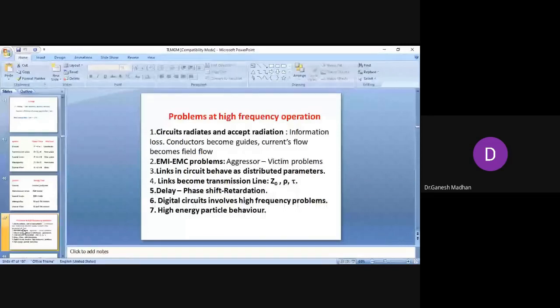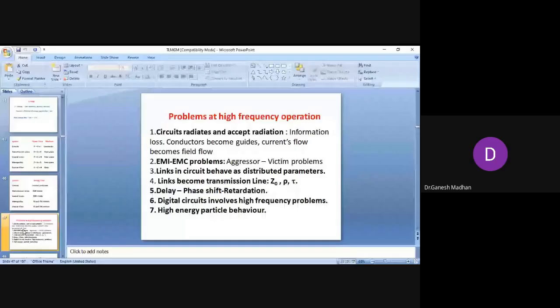Links in circuit behave as distributed parameter. That means if you have a small wire to connect a resistor and an inductor, at low frequency it's only a wire, but that becomes a component at a high frequency, becoming a distributed parameter. The wires become transmission lines with characteristic impedance, skin effect, and delay.